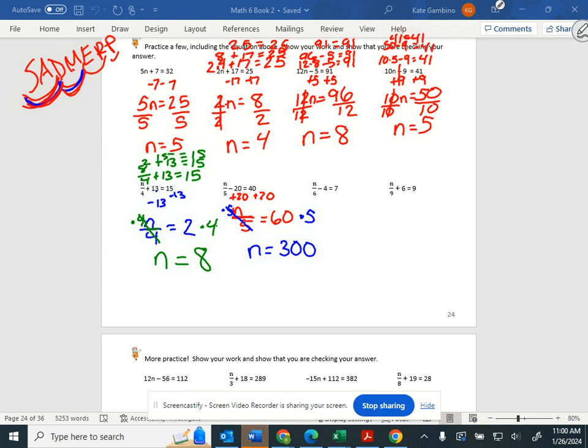And I'm just going to write it down here. 300 divided by 5 minus 20 equals 40. What is 300 divided by 5? 60. It's 60. Minus 20 equals 40. 60 minus 20 is 40 equals 40. I can see that I am doing this correctly. Any questions on that one?